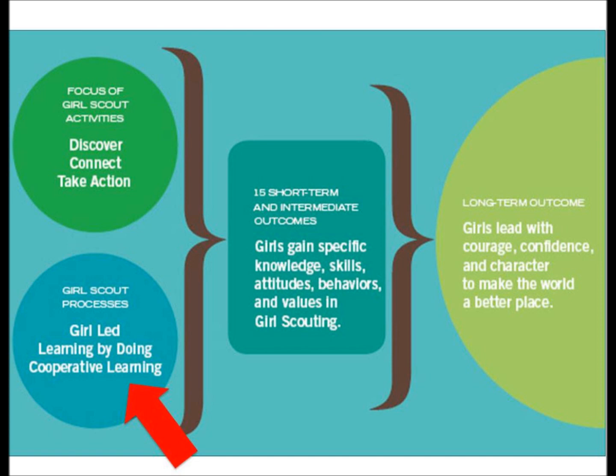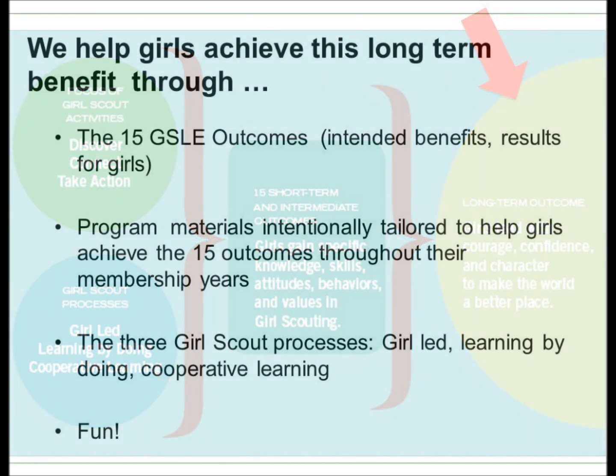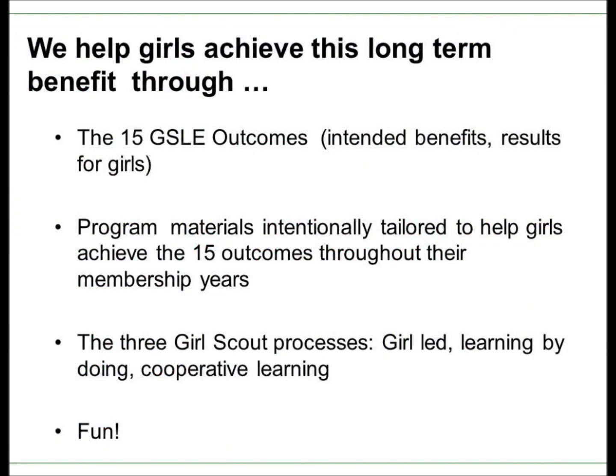For instance, going back to our fire starting example, when planning for an activity where girls learn to start a fire, you can make the learning experience a hands-on, learn by doing activity. You can have the girls work together through different parts of starting a fire to help them learn. As you have seen in the program model, Girl Scouts' ultimate goal is for girls to lead with courage, confidence, and character to make the world better. We help girls achieve this long-term goal through a set of 15 outcomes. Program materials are intentionally tailored to help girls achieve the outcomes throughout their membership years. The 3 processes, girl-led, learn by doing, and cooperative learning, help achieve the intended benefits and results for the girls. Of course, we also can't forget that girls want to have fun.